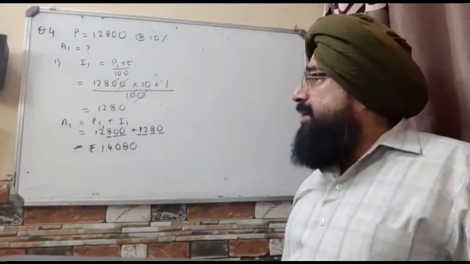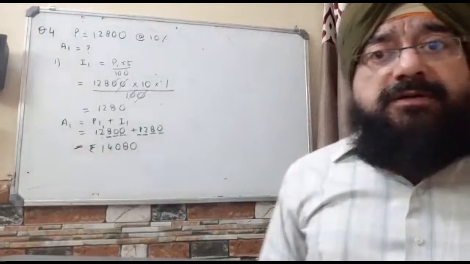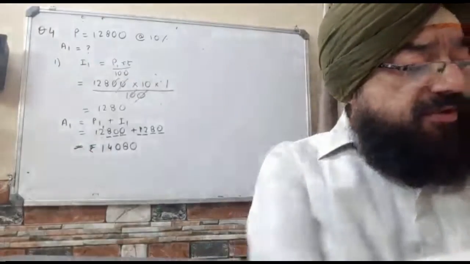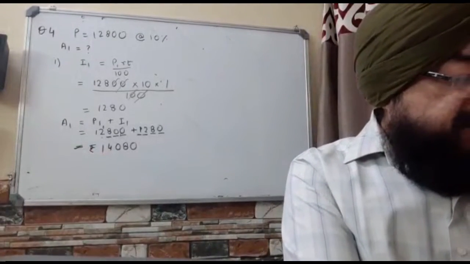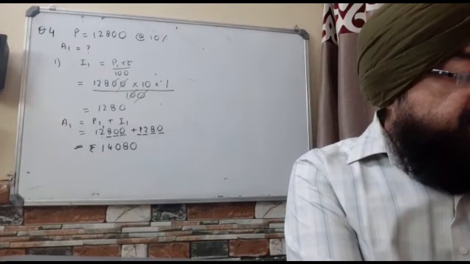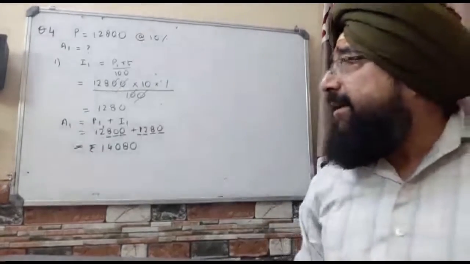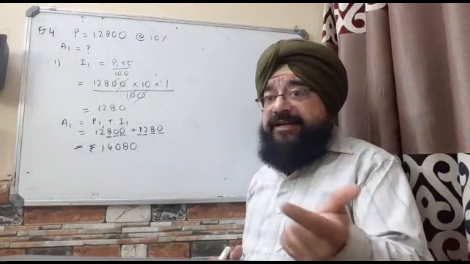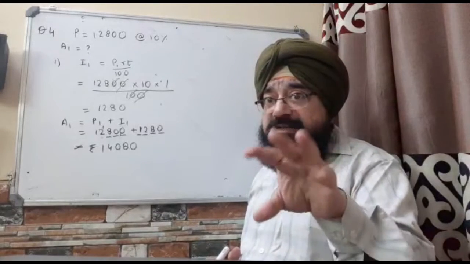So this is your amount at the end of 1 year. The first part is solved. I hope you follow this. The second part of this says the interest he earns for the second year. Interest he earns for the second year, there are two ways. I'll solve it for both the ways.